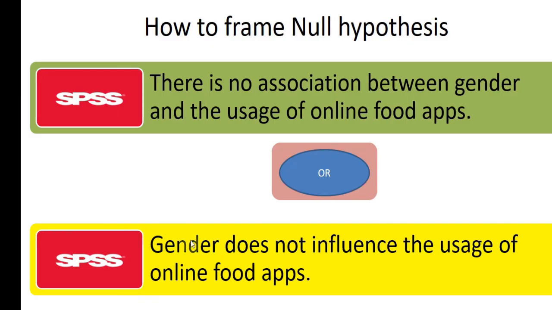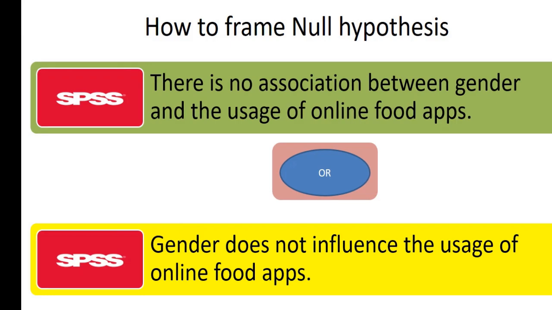Here we should use nominal categorical data for the chi-square test. That is the most important one. We should not use scale data and ordinal data for the chi-square test. Nominal scale data can be used for testing chi-square.